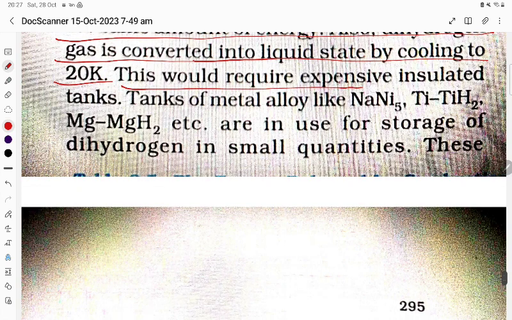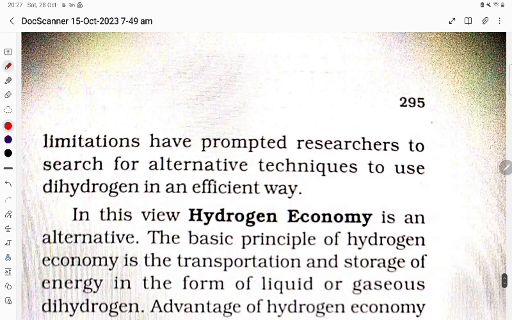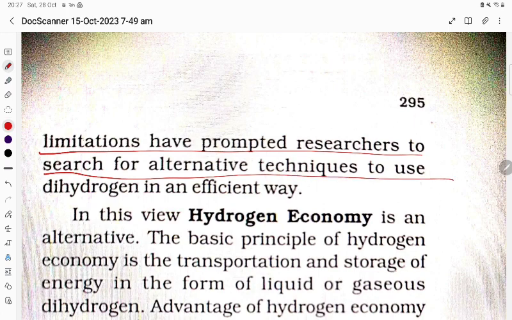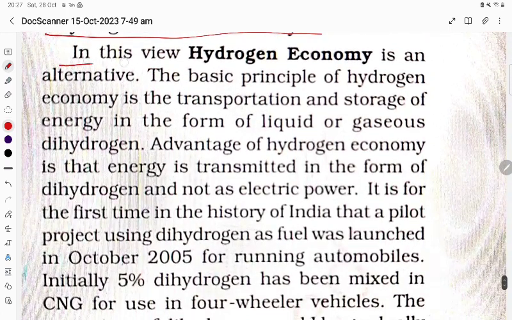This would require expensive insulated tanks. Metals and alloys like NaNi5, Ti, TiH2, Mg, MgH2 etc. are used for storage of dihydrogen in small quantities. These limitations have prompted researchers to search for alternative techniques to use dihydrogen in an efficient way. In this way, the hydrogen economy is the alternative.